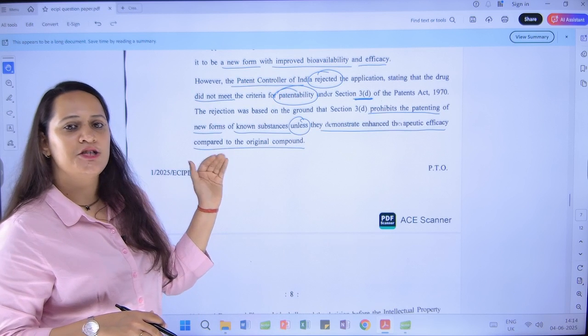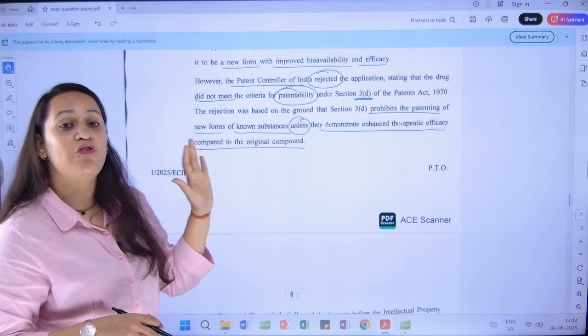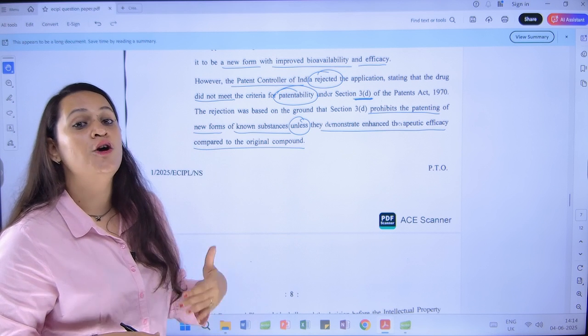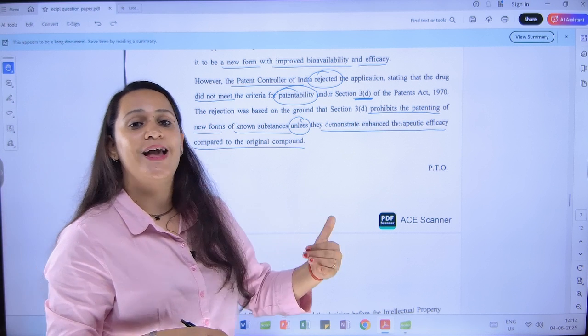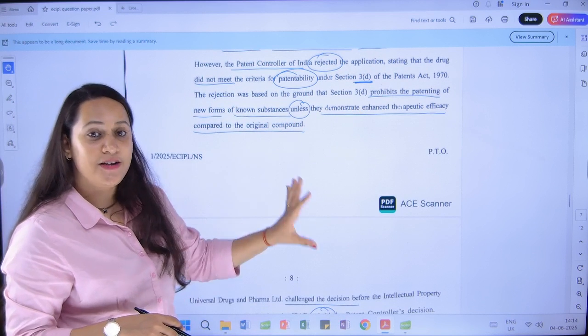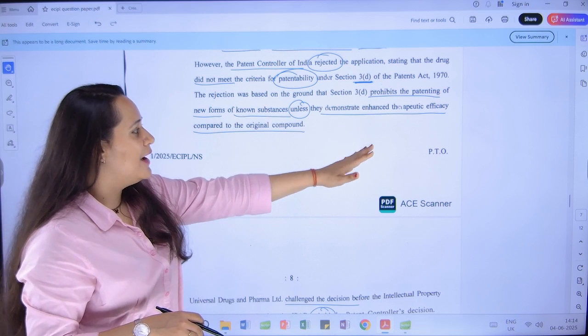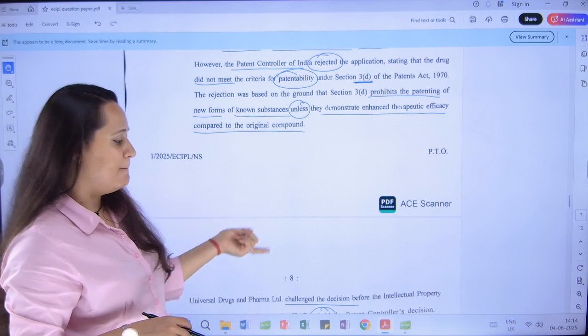But the patent application in India was rejected, saying that it does not meet the criteria of patentability because it is not new, it is just an improvisation of already existing material. So they rejected the application under section 3 subsection D, which prohibits patenting unless it has some kind of efficiency compared to the original compound.